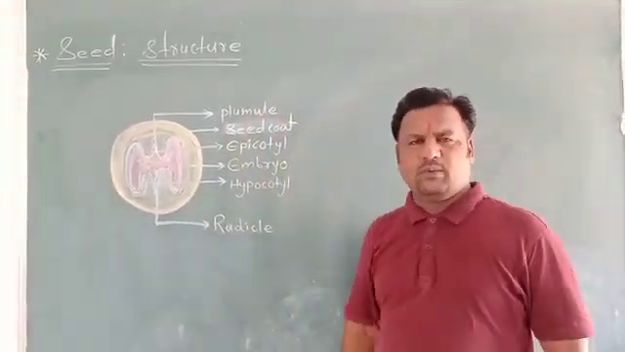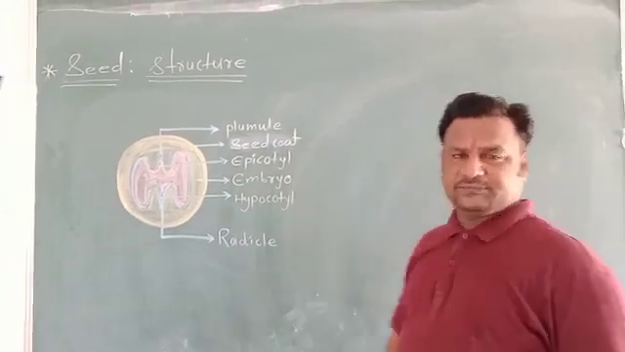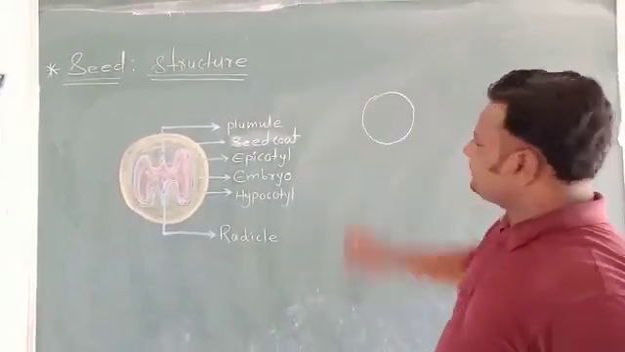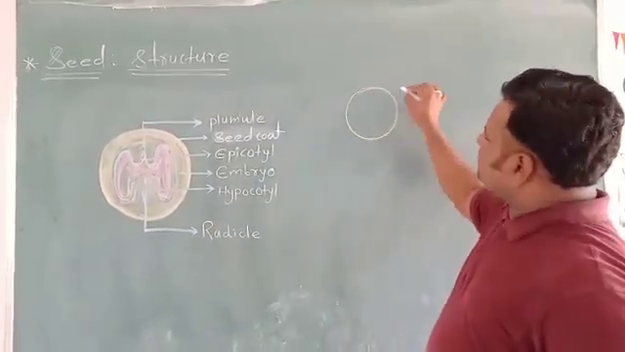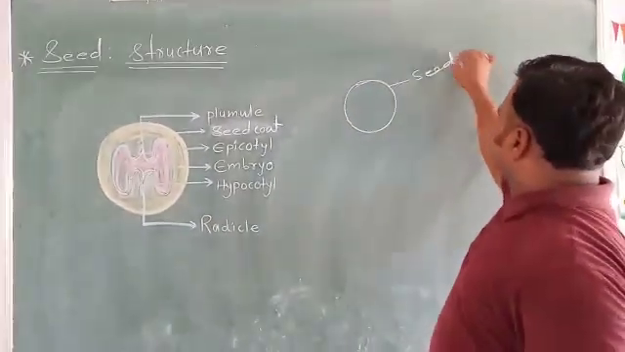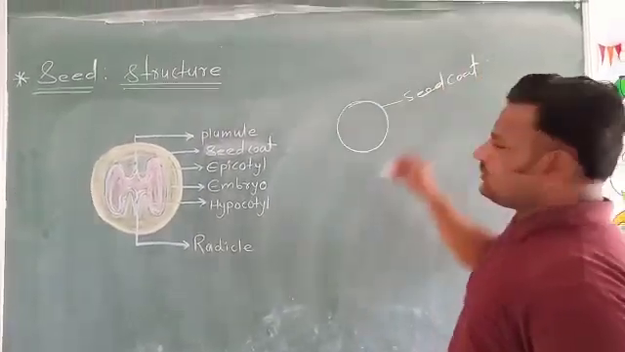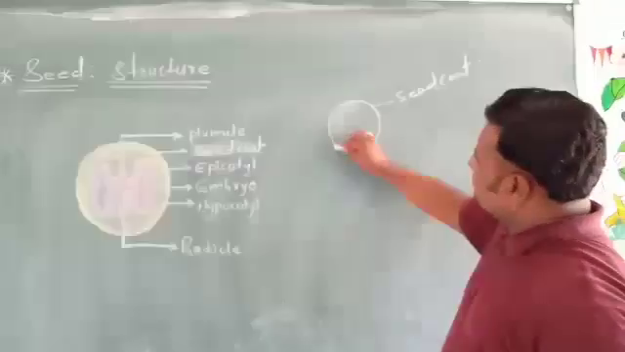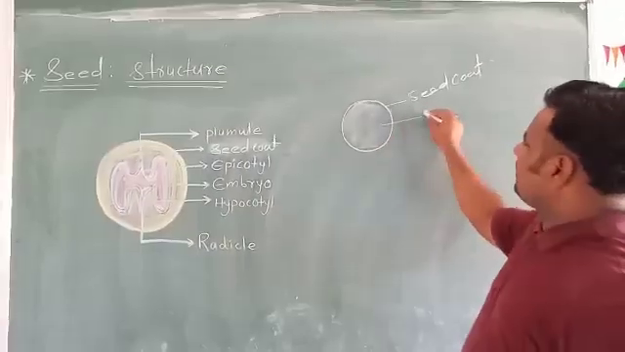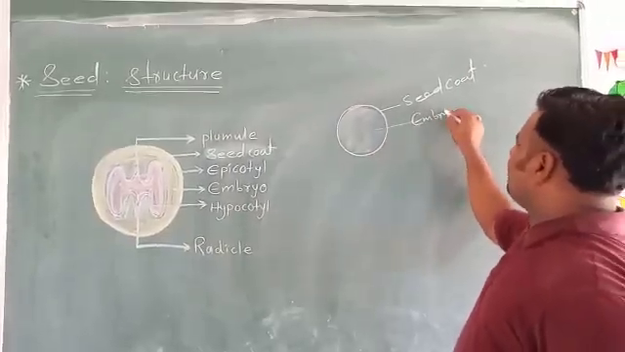As we all know, a dry seed. Suppose a dry seed is taken like this. The outer covering of a seed is the seed coat. And the entire inner part is called the embryo.